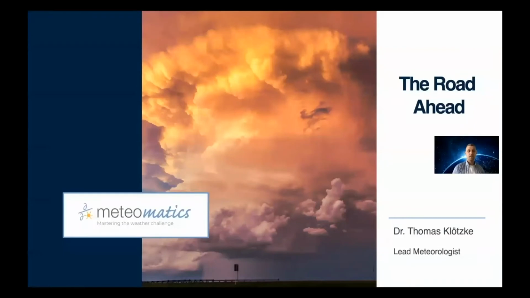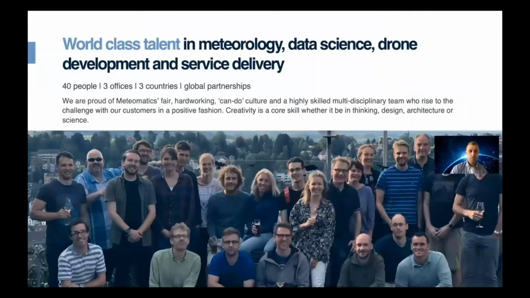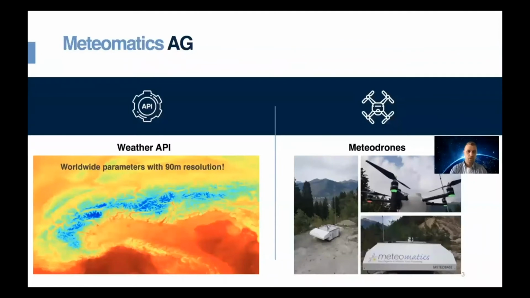This is the day I've been looking forward to for the past several years. Every once in a while, a revolutionary product comes along. And we at Meteomatics are very delighted and very fortunate to have been working on multiple of these revolutionary products. The first revolutionary product was the Weather API, where we ingest model data, station data, lightning data, all sorts of observational data into one API with a resolution down to 90 meters.